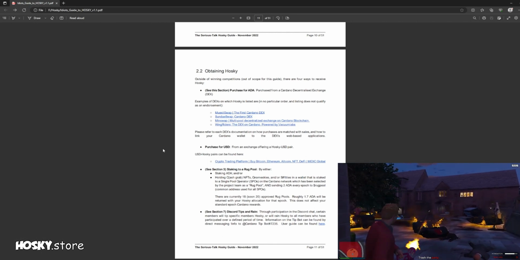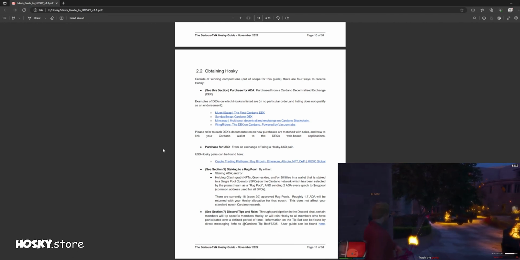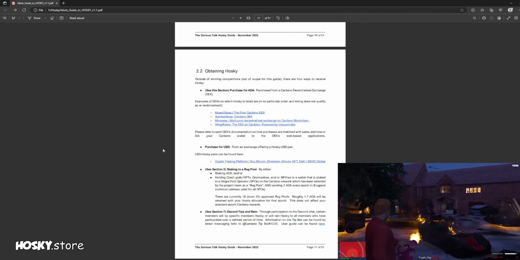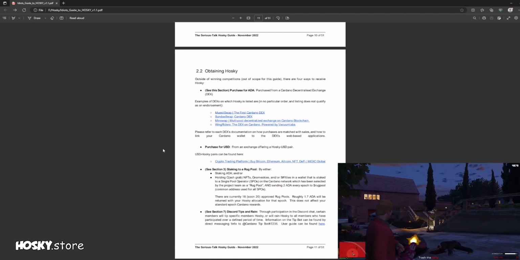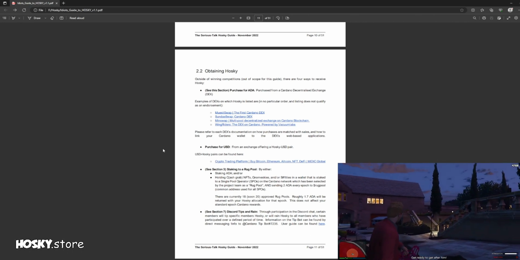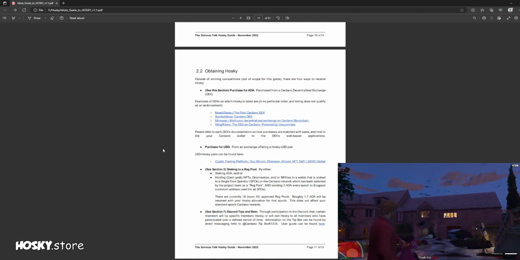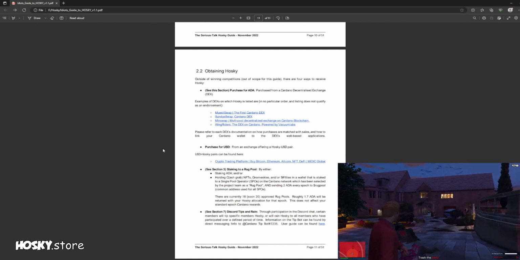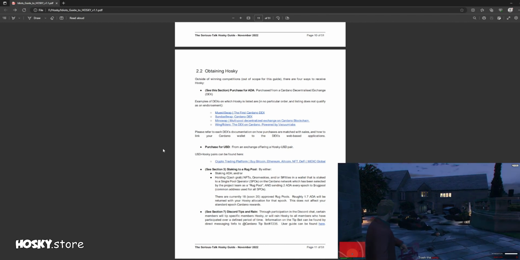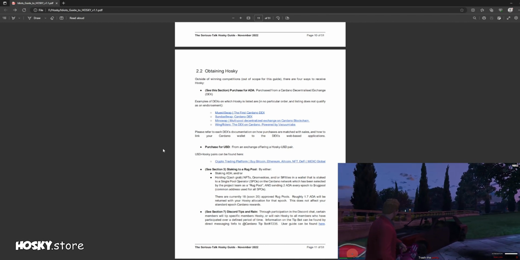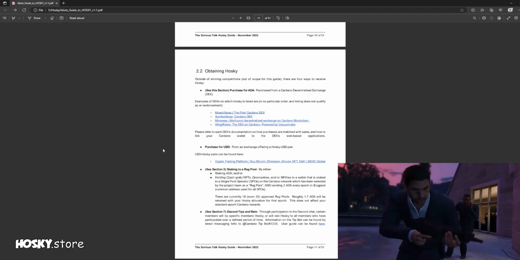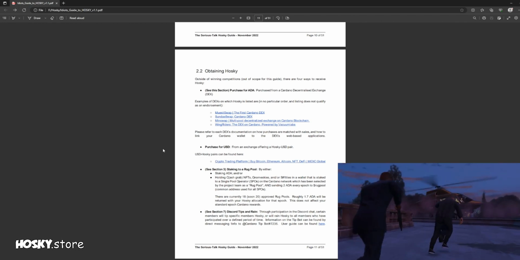Outside of winning competitions, there are 4 ways to receive Hosky. See this section. Purchase for ADA: purchase from a Cardano decentralized exchange. Examples of DEXs on which Hosky is listed are, in no particular order, and listing does not qualify as an endorsement: MuesliSwap, the first Cardano DEX; SundaeSwap, Cardano DEX; MinSwap, multi-pool decentralized exchange on Cardano blockchain; WingRiders, the DEX on Cardano, powered by Vacuum Labs.